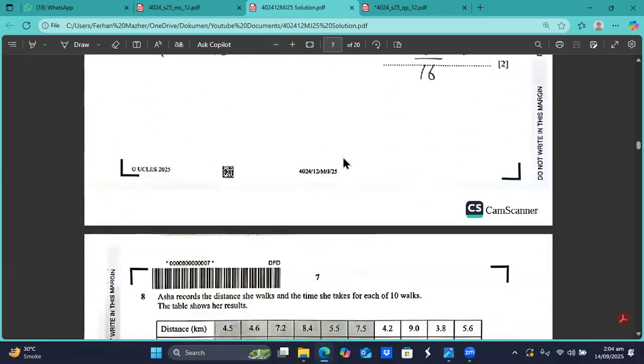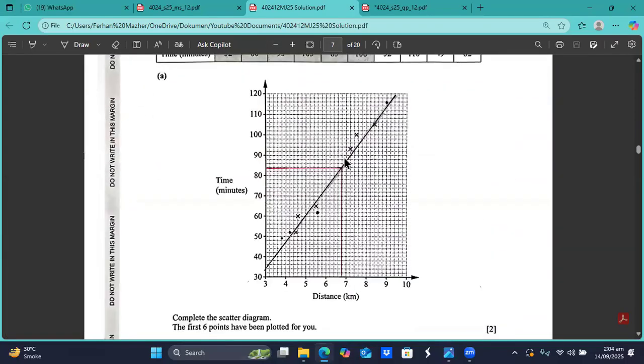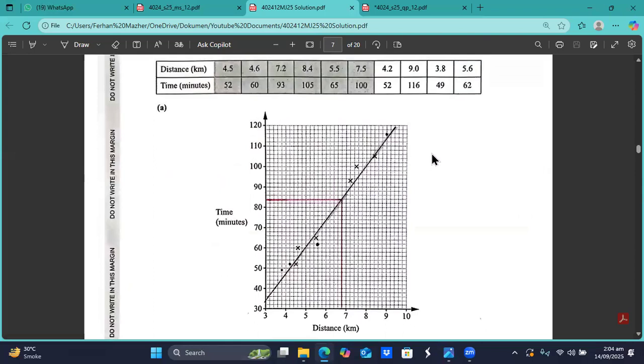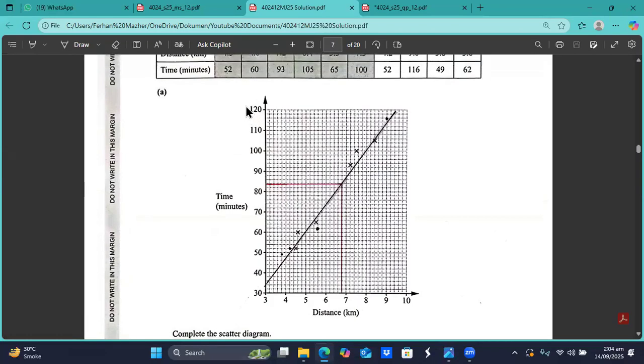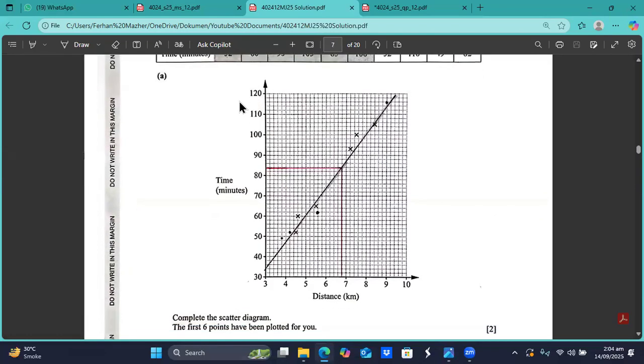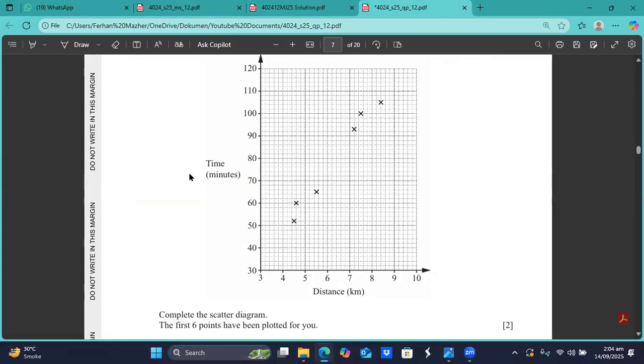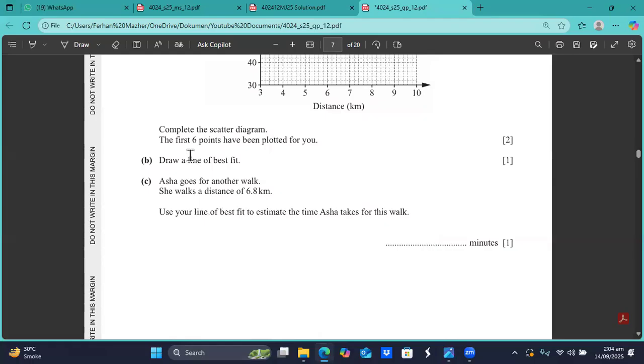So let me show you. I have done this. I have plotted those points. So here we go. I plotted those points. 6 points were already plotted, and the rest of the points I have plotted. Okay, we are done with this.